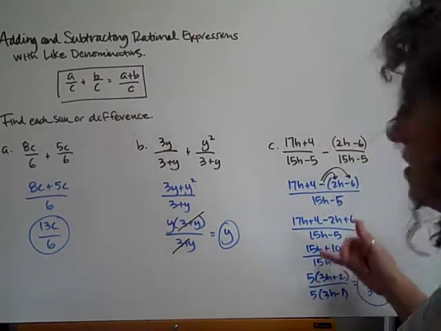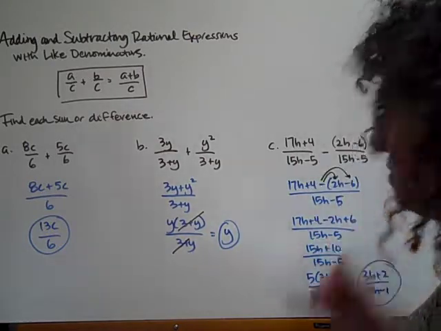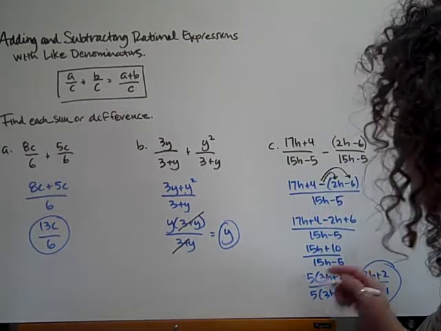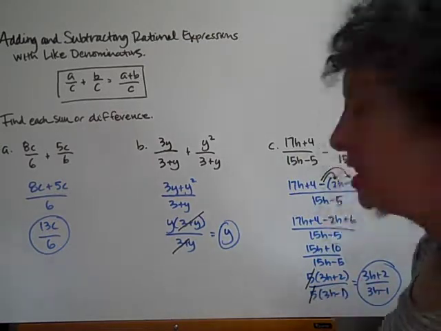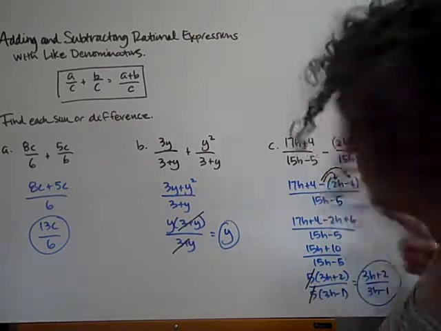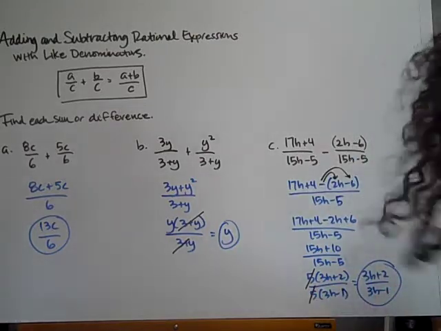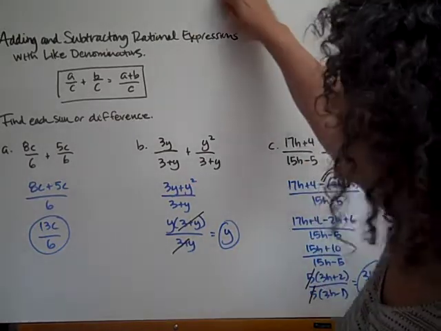I'm going to see if I can factor these, which I can. They both have a 5 that I can pull out of there. So these 5s simplify out and leave me with 3h plus 2 over 3h minus 1. All right, and one more.